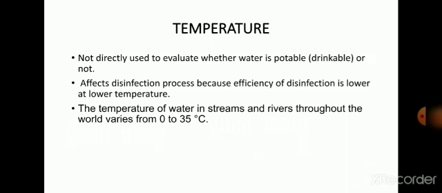So while they are growing, they consume a large amount of dissolved oxygen at a faster rate, as a result of which the level of dissolved oxygen in water will decrease. So this will in turn affect the water quality and hence the aquatic life. Now, temperature also affects the disinfection process, because the lower the temperature, the lower will be the efficiency of the disinfection process.